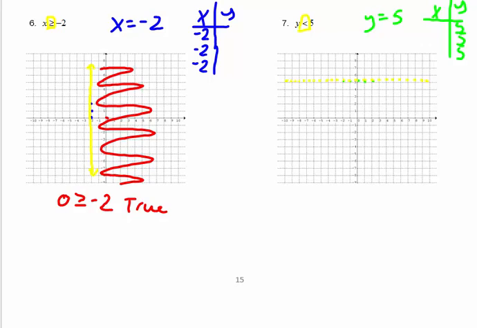So we're going to dot along y equaling 5. Test point would be 0. So if I try plugging in 0 for y, is 0 less than 5? That is true. So that means all the points below the line are yes. So this is where I should shade.